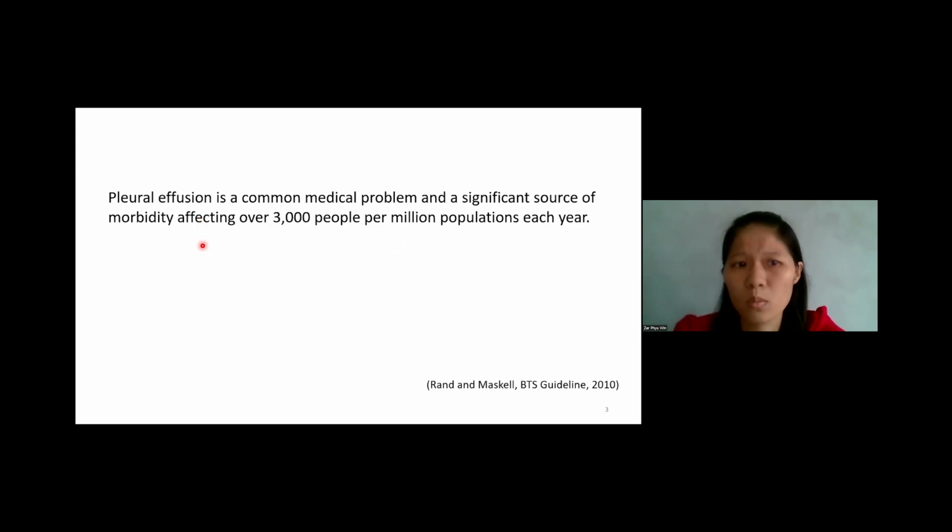So as we all know, pleural effusion is a common medical problem we encounter in daily clinical practice, and it has significant morbidity. It affects over 3,000 people per million population each year. So worldwide, there are approximately 24 million pleural effusion cases per year, which is a significant number, and it also has a high burden in our clinical practice.